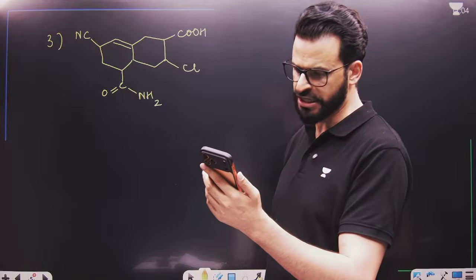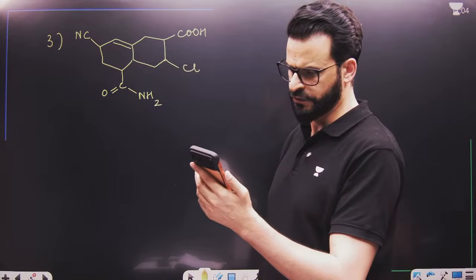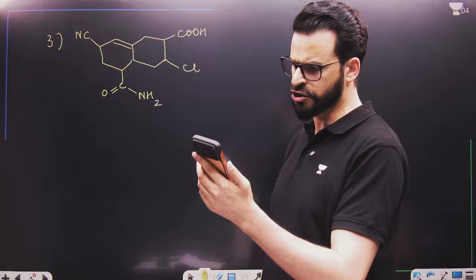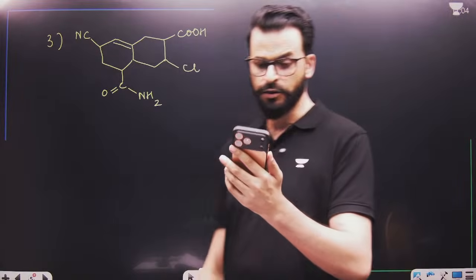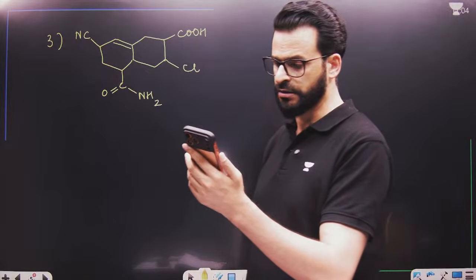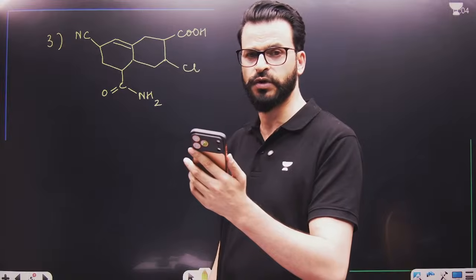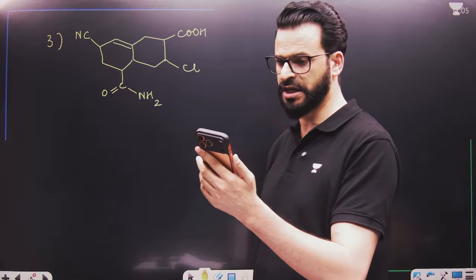Someone is writing 6. Few are writing 5. Why is there confusion between 5 and 6? Why is confusion there, my future doctors?